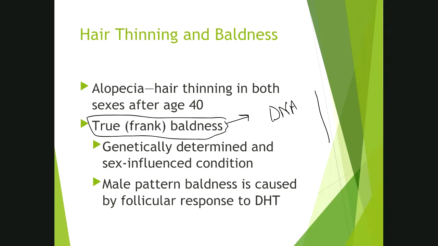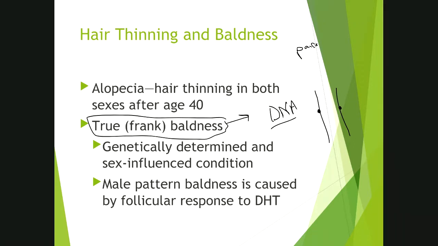Well, remember, we have pairs of chromosomes. And so there's a baldness gene that is on this here. You either have it or you don't have it. So you can have it on one or you can have it on both of your chromosomes.